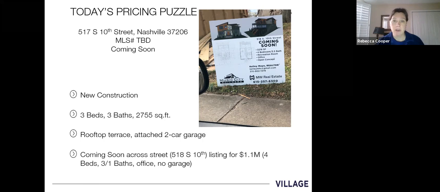And then there is a coming soon across the street that's listed for 1.08 million right now. It has 4 beds, 3.5 baths, an office, and no garage. So in the Google Drive for Pricing Pros, there was a floor plan that Maria provided, which if you took a look at that, then you may have some comments, as I did. Maria provided us the description of 3 beds, 3 baths, but I saw something in the floor plan that could affect my pricing assessment. So, all right.